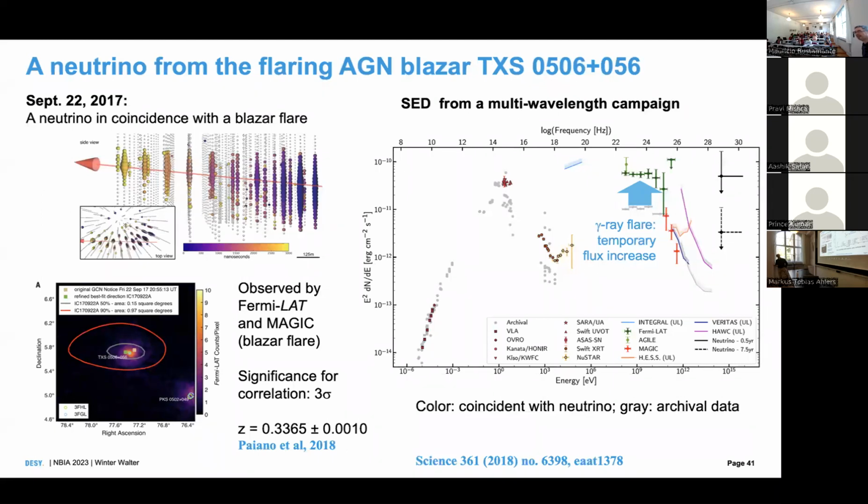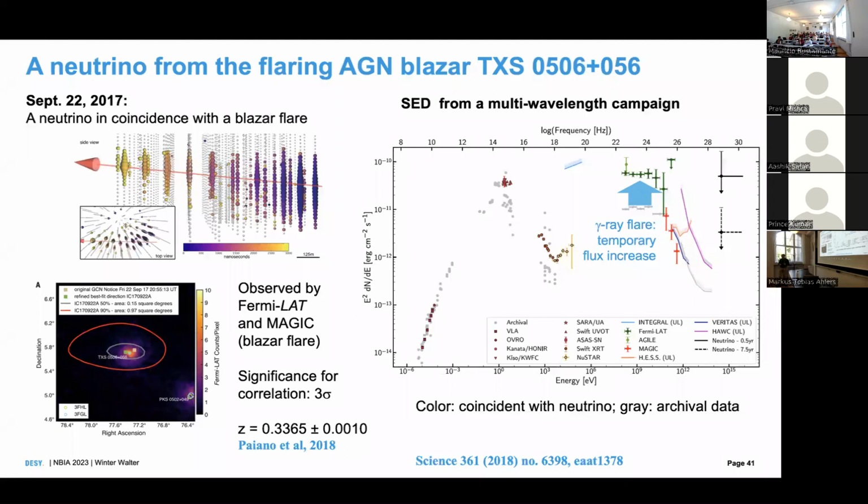It's a little bit of a question how long a time you're taking, whether you're only taking the time of the flare, or if you take the full operation time of the experiment. At that time, that was not really known. What we know is that the blazar was in an enhanced gamma ray state at the time of the neutrino emission, and that made people believe, oh yeah, there was one neutrino.